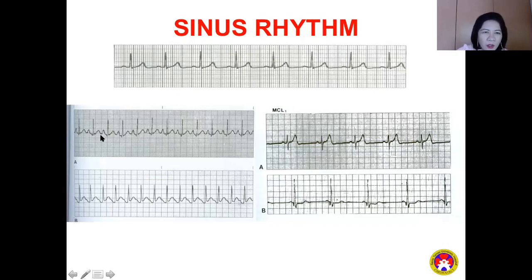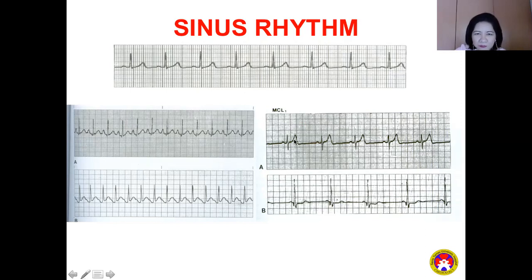Now, how about this one? We see regularly occurring P QRST complex. However, if we look at the rate, this is 300, 150. No, between 150 and 100. So we know this is more than 100. So this is sinus tachycardia.